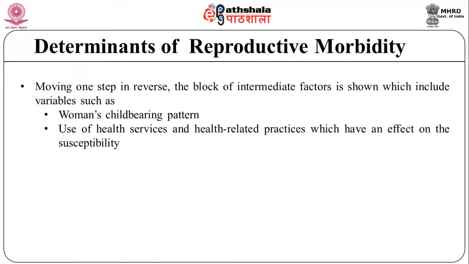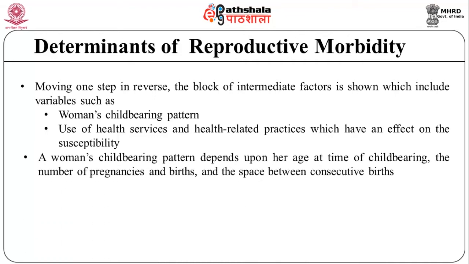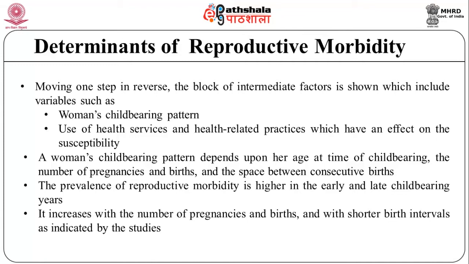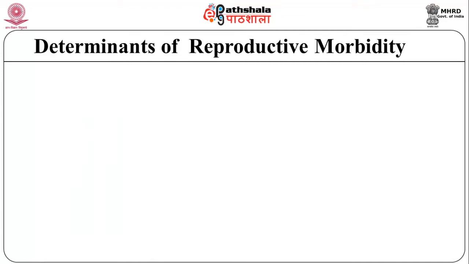Moving one step in reverse, the block of intermediate factors is shown, which include variables such as woman's childbearing pattern, use of health services, and health-related practices which have an effect on the susceptibility. A woman's childbearing pattern depends upon her age at time of childbearing, the number of pregnancies and births, and the space between consecutive births. The prevalence of reproductive morbidity is higher in the early and late childbearing years, and it increases with the number of pregnancies and births, and with shorter birth intervals, as indicated by the studies.